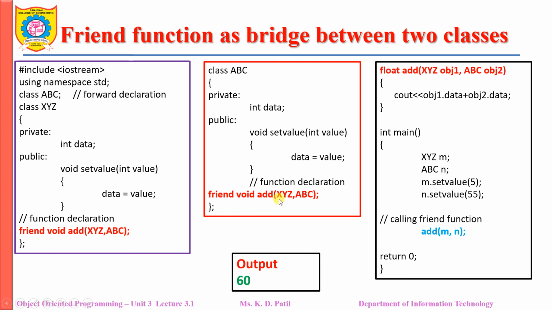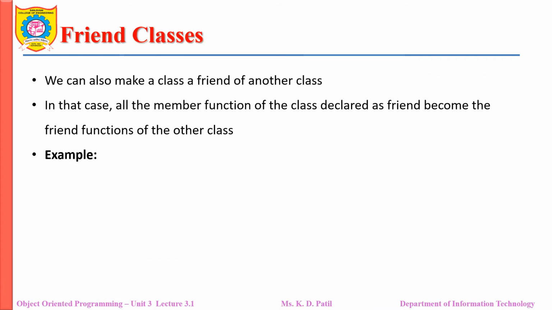For those two classes, two separate objects have been created, and those two separate objects of two separate classes have been passed as arguments to the friend function, and through these objects the private data members of both the classes are being accessed, and the operation on those two data members has been performed, and it is giving us the output as 60. So this is the way a friend function can work as a bridge between two classes. Now let us see the friend class.